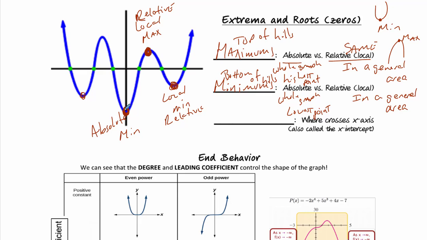That means that the graph's lowest point is right here. There is no lower point than right there. That's why it's an absolute minimum. So what I want you guys to do is to try these two. So this one right here and this one right over here. I want you guys to see what they are.